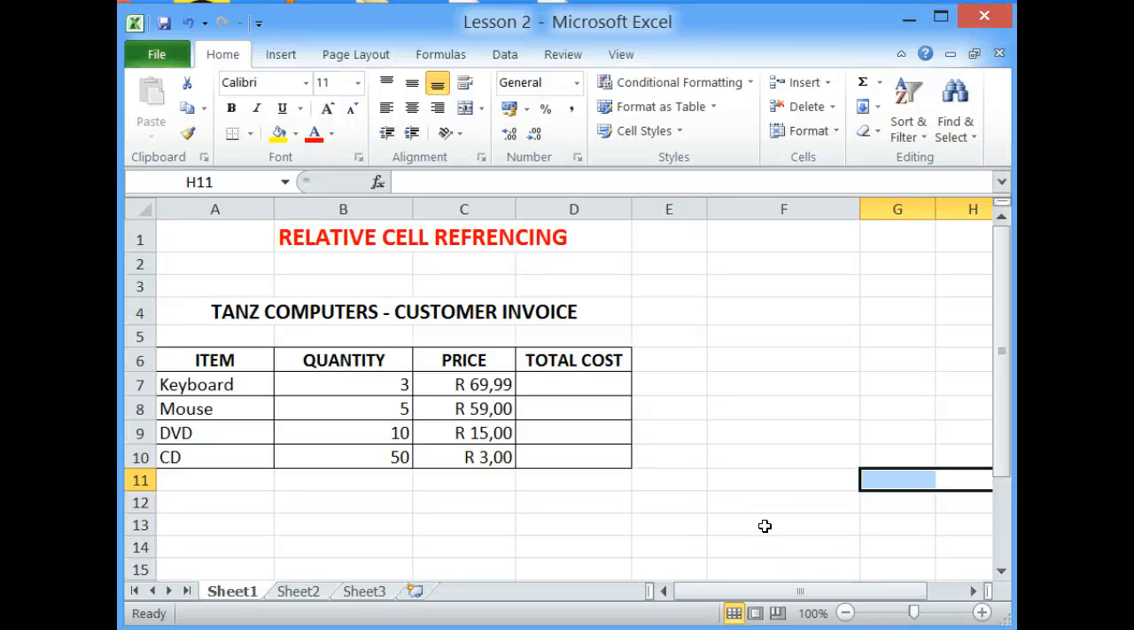Welcome to Lesson 2 of Microsoft Excel 2010. In this lesson, we are going to take a look at relative and absolute cell addressing, or relative and absolute cell referencing. Firstly, let's look at relative cell addressing.